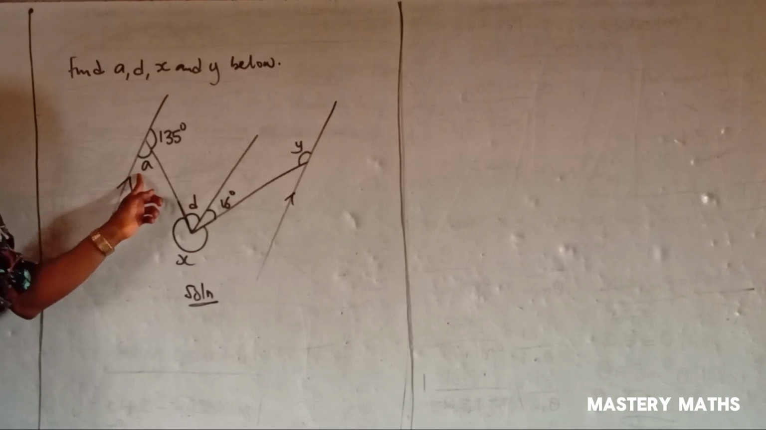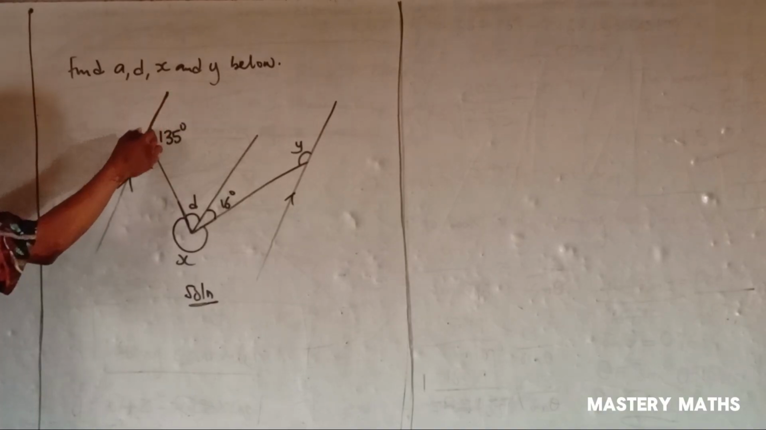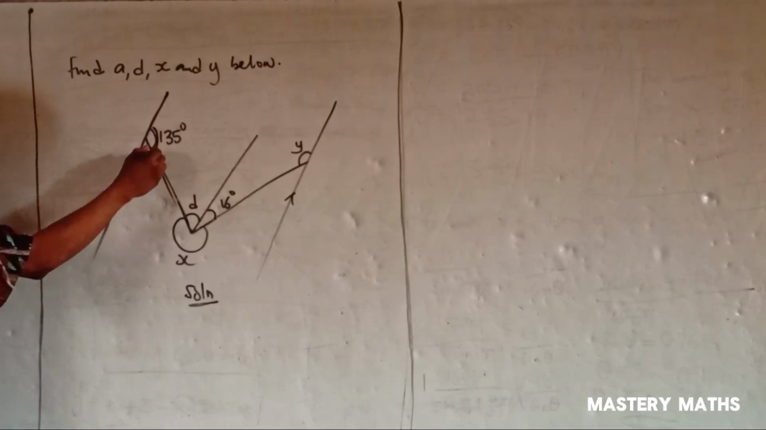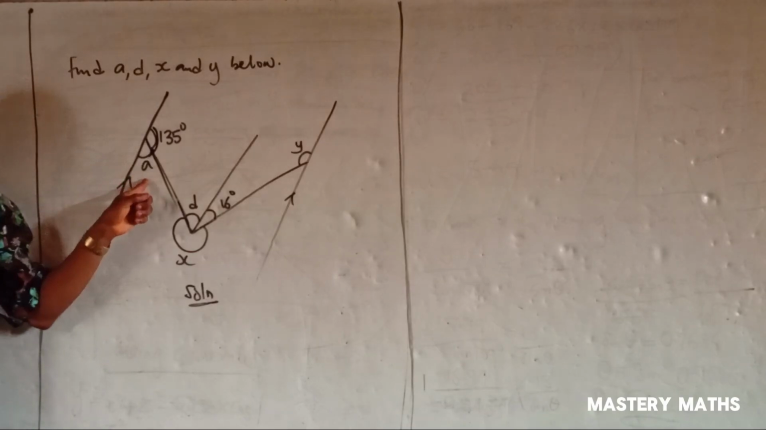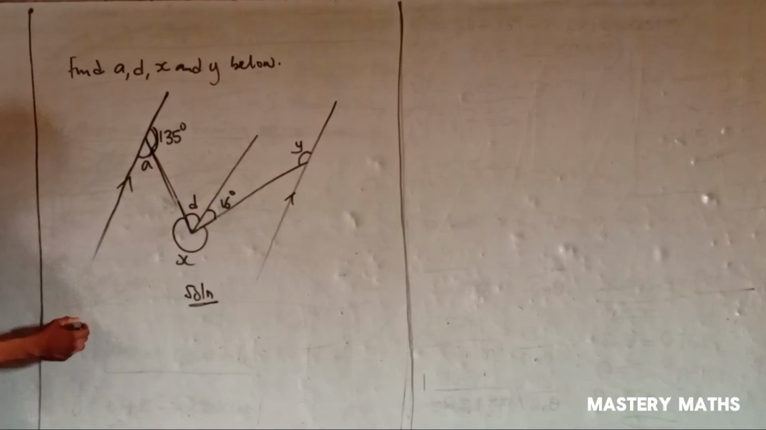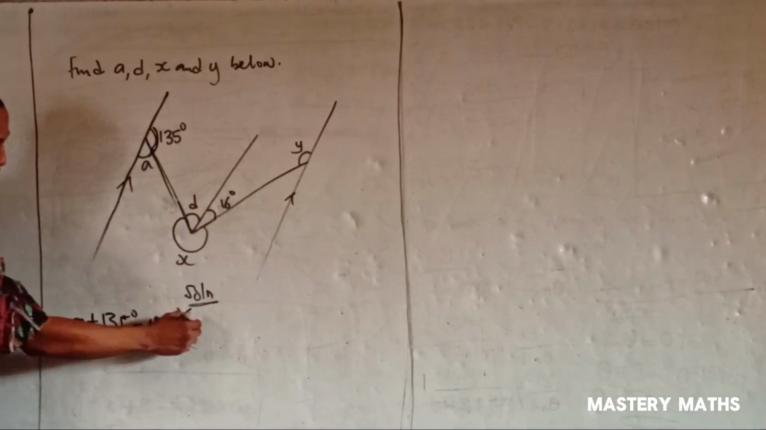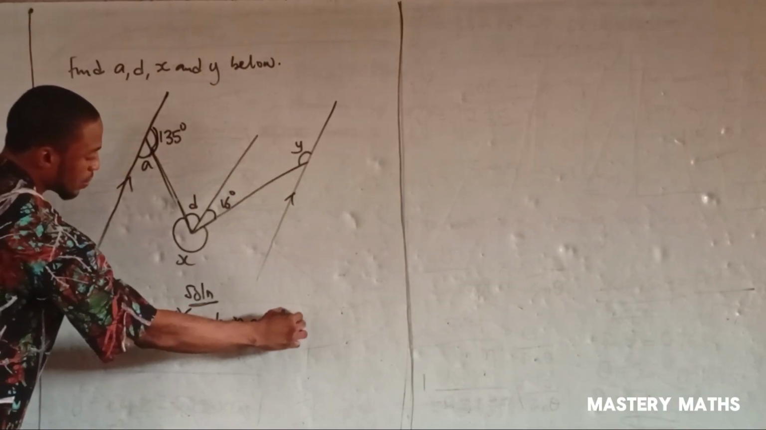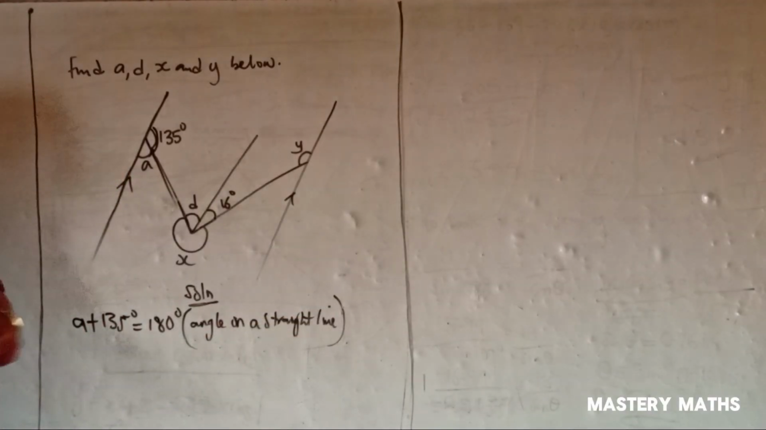Now in order to get A, when you see this, this is angle on a straight line. You see? So use angle on a straight line to get our A. So you say A plus 135 equal to 180 degrees, which is angle on a straight line.